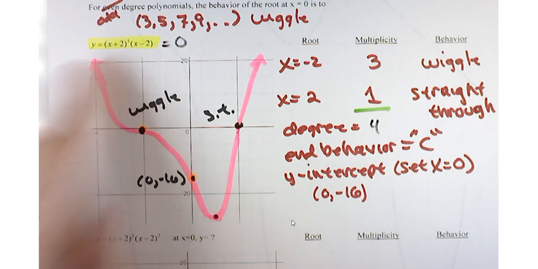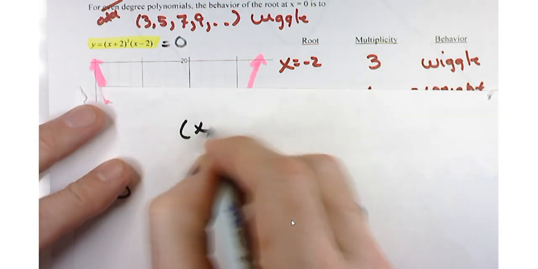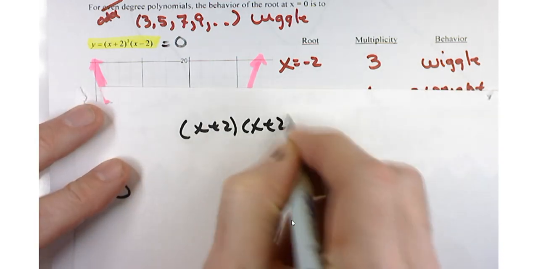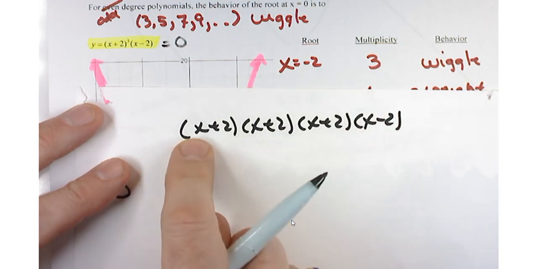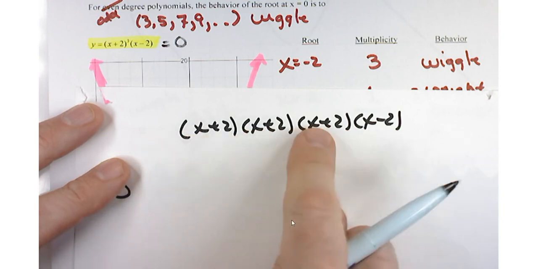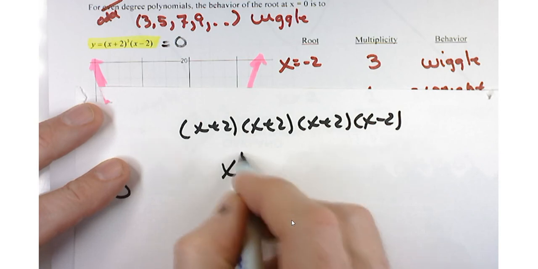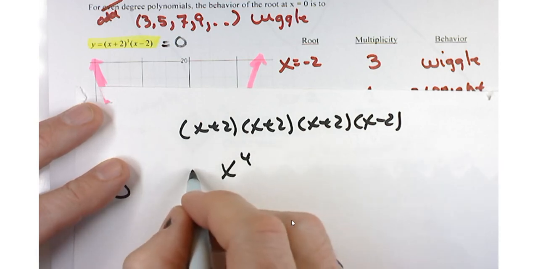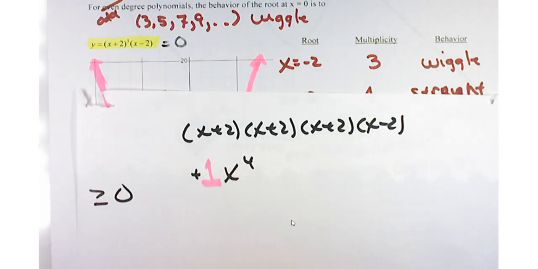Well, I didn't really multiply it all out, but you can look at the terms here. You've got x plus 2 times x plus 2 times x plus 2 times x minus 2. The leading term is going to be the x times the x times the x times the x. Those are all positive, so you're going to get an x to the fourth term. And even though it's not written, it's understood that there's a 1 out in front. So it would have to have a positive term.